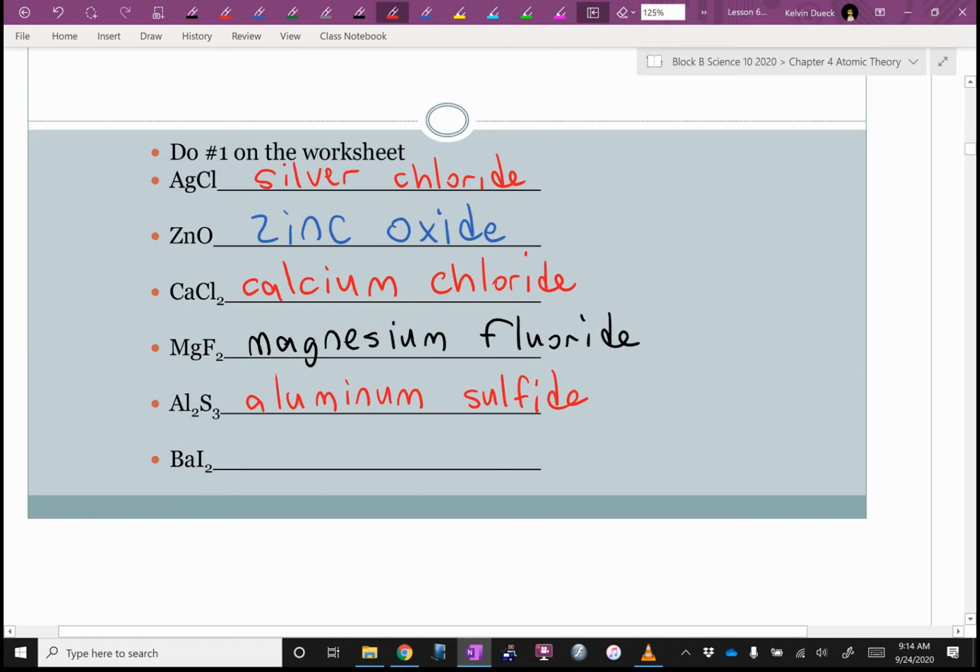So we're going to call this barium iodide. Quick like a bunny, mask up. What about the people that wanted to answer? I've got to get everybody comfortable with making mistakes.